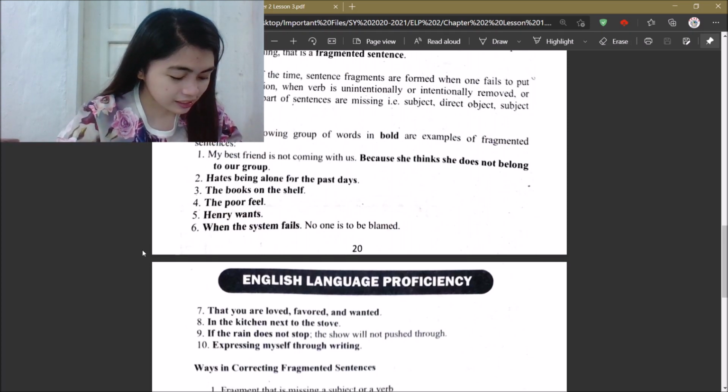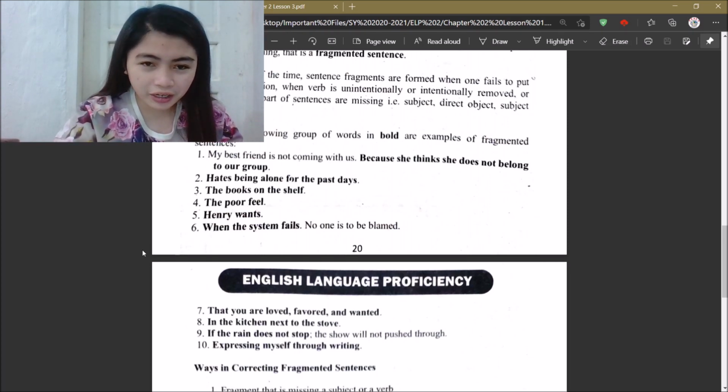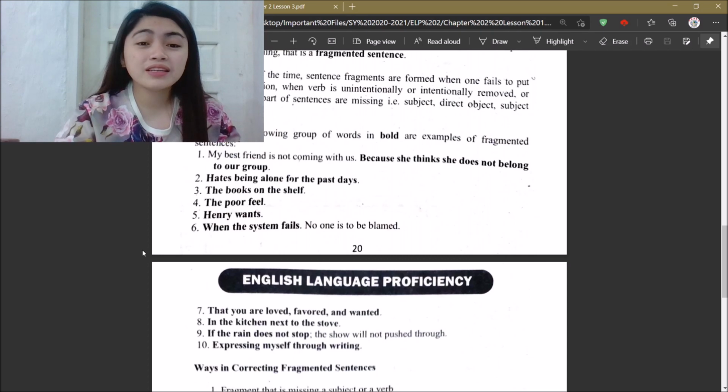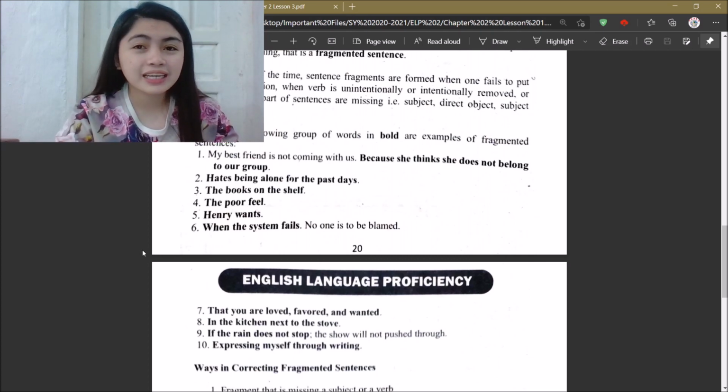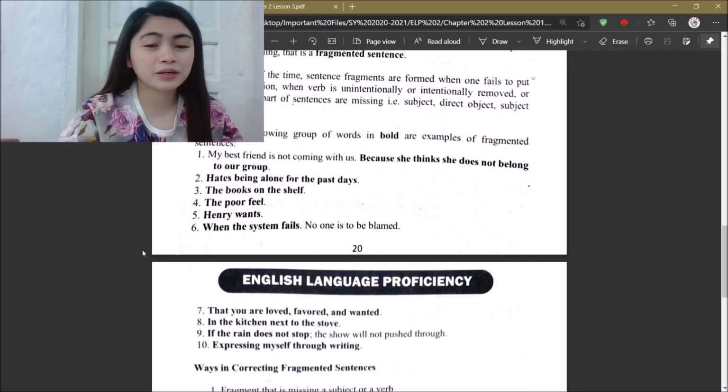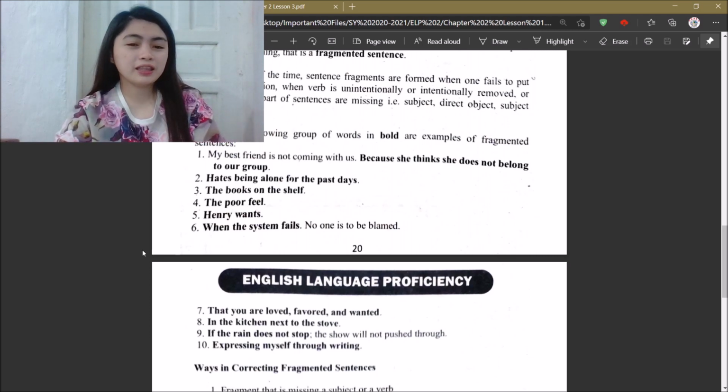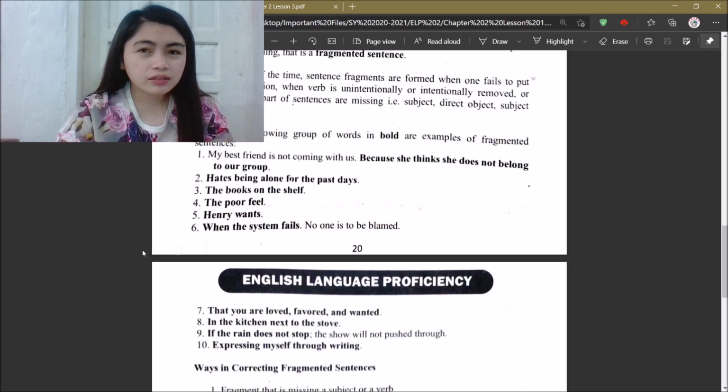Number two, hates being alone for the past days. So, this one is, it is missing a subject. Who hates being alone for the past days? So, pwede mong lagyan ng she hates being alone for the past days. He hates being alone for the past days, mga yan. And the books on the shelf. The books on the shelves are what?